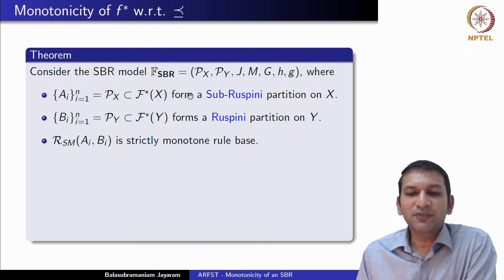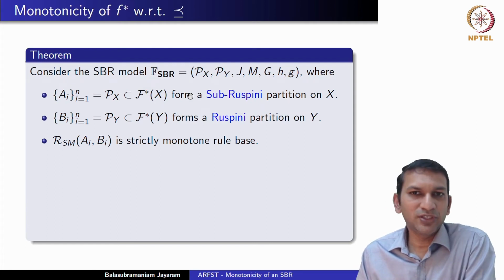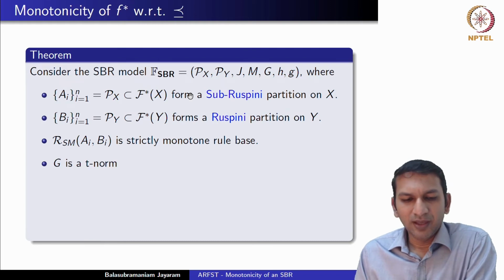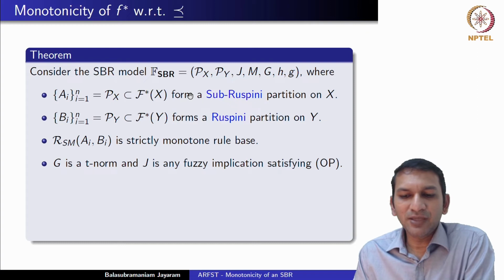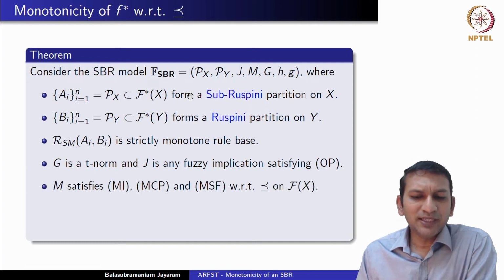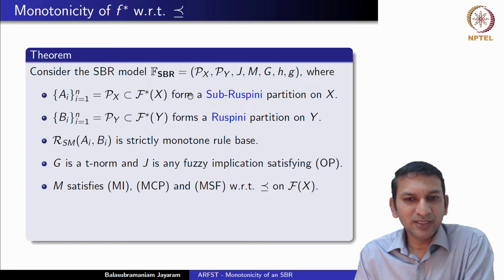Now let's start specifying what the other functions are: J, M, G, H, and G. We take G to be a T-norm and J is any fuzzy implication satisfying OP. M satisfies Mi, that means it is insistent on f of x. It satisfies MCP, that means with respect to Px, it is essentially insisting on being consistent, and it also has specificity with respect to the alpha cut ordering on f of x.